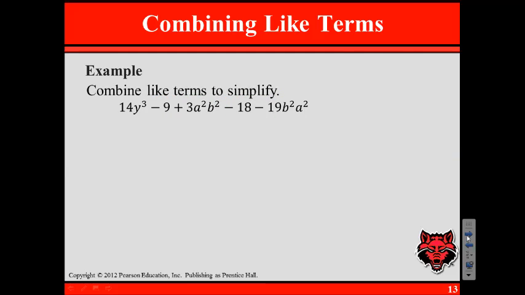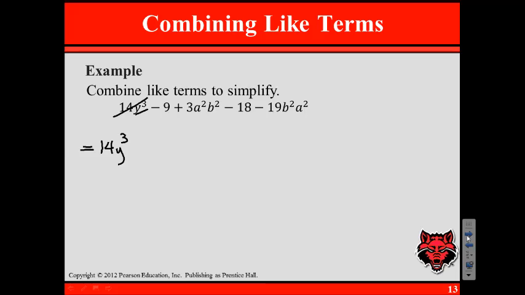More examples so we can see how some problems might trick us by the way they are written. They're 14y cubed minus 9 plus 3a squared b squared minus 18 minus 19b squared a squared. So we start with the first term. The largest exponent we see is a y cubed. We have no other terms with a y cubed, so it just gets copied down, and the original is crossed out.